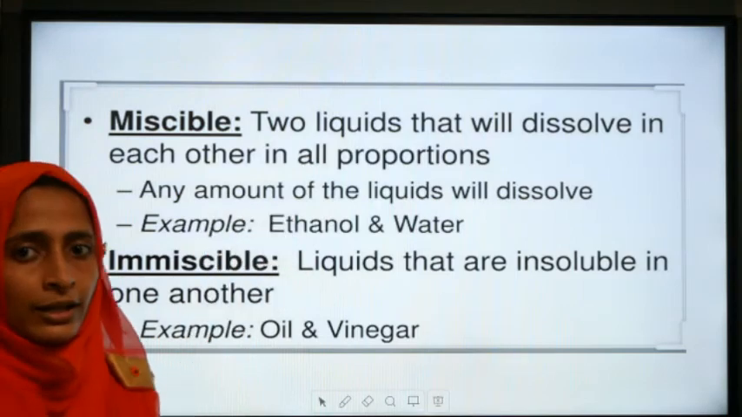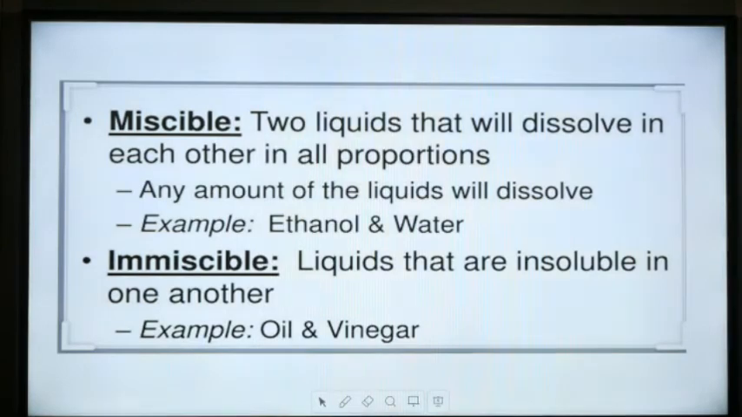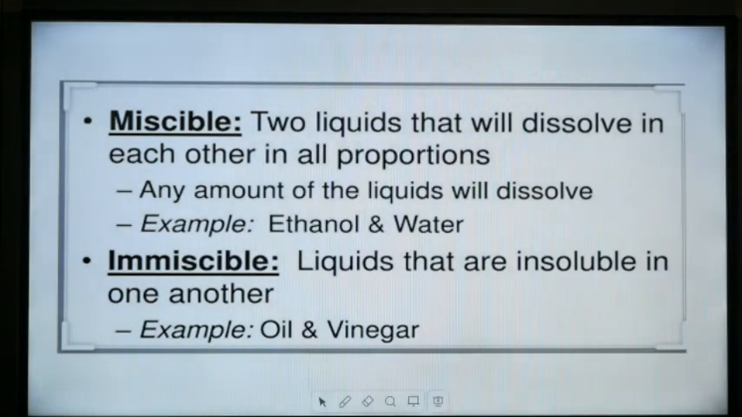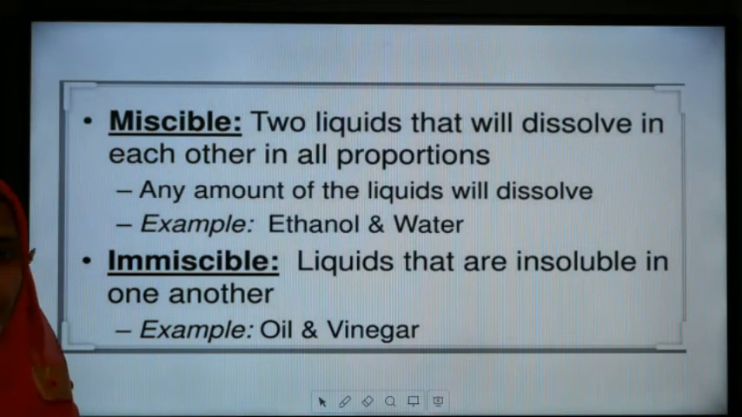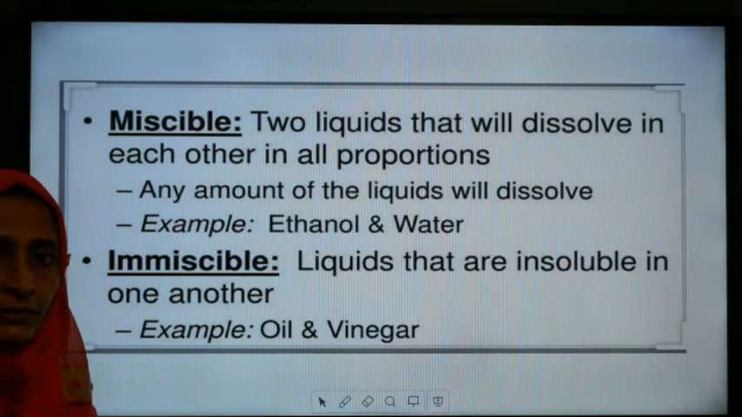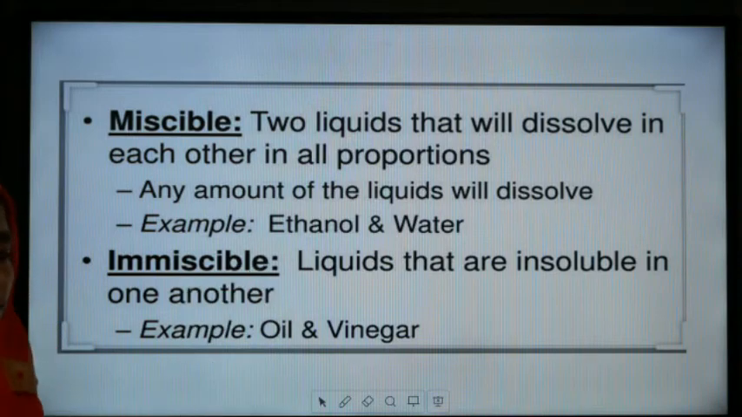Here are the definitions for miscible and immiscible liquids and the examples. Miscible liquids: two liquids that will dissolve in each other in all proportions. Proportions means ratios. Any amount of the liquids will dissolve. An example for miscible liquids is ethanol and water. What is ethanol? You are familiar with alcohol, spirit. All those things actually have ethanol in them. Okay, and they are miscible liquids.